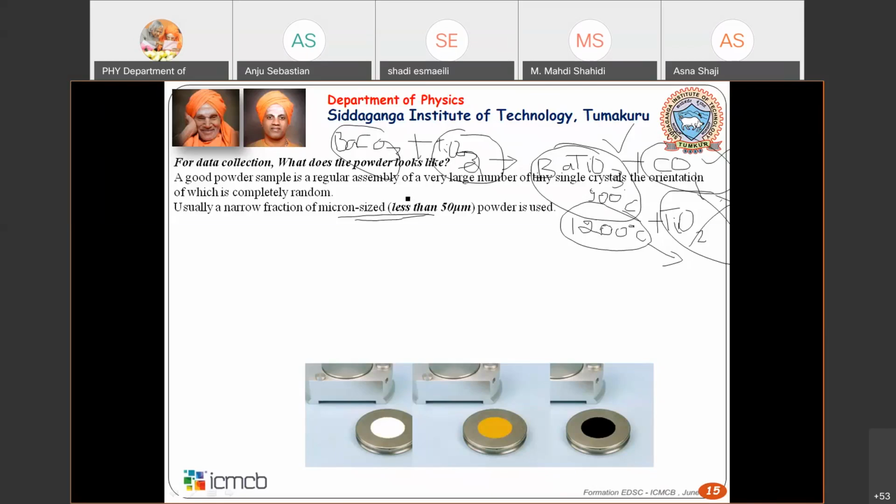So how to get rid of this noise? First thing is, you collect for a long time. Then what happens? Your signal to noise ratio is good. Then you get better signal compared to the noise. Okay, or your background. So that is one thing.